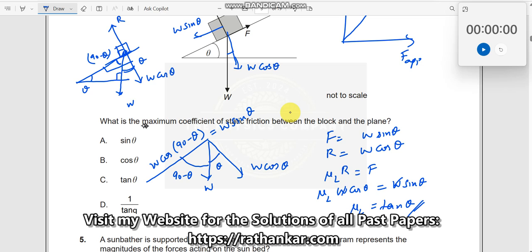So what is being asked? Maximum coefficient of static friction, which is nothing but your limiting friction. Thus your limiting friction coefficient is equal to tan theta. C is the answer.